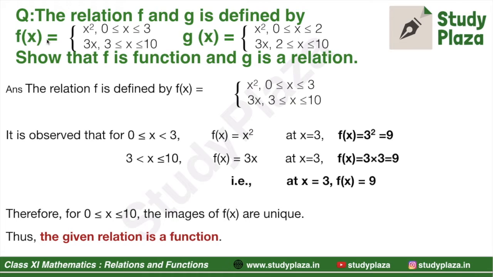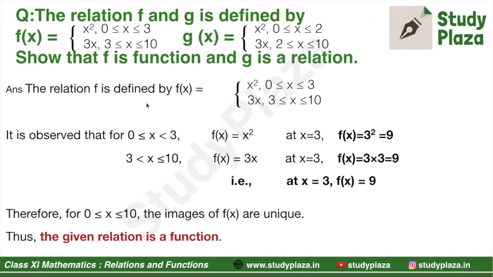This is the second question, and this question is from the miscellaneous exercise. Let us first read the statement of the question: the relations f and g are defined by f(x) is equal to x square, when x lies between 0 to 3, and 3x when x lies between 3 to 10. Similarly, g(x) is equal to x square when x lies between 0 to 2, and 3x when it lies between 2 to 10. Show that f is a function and g is a relation.